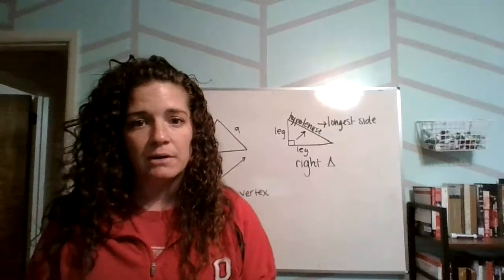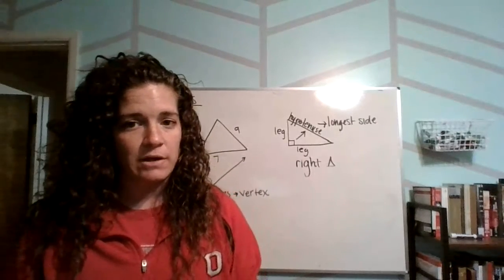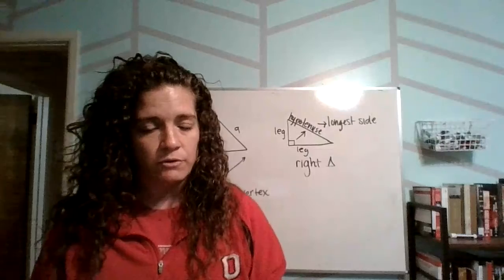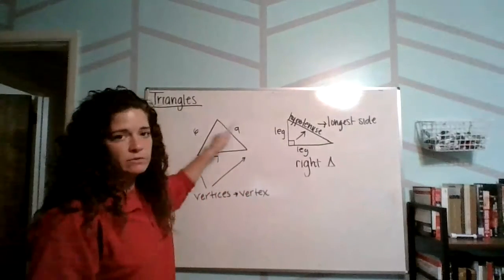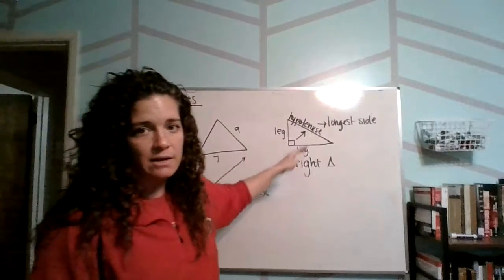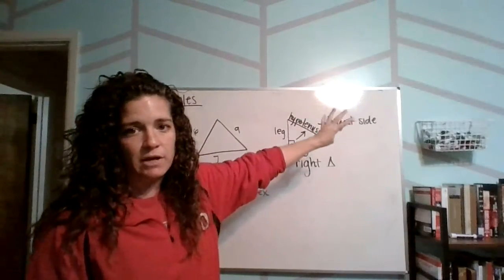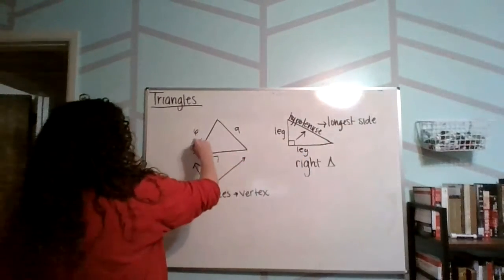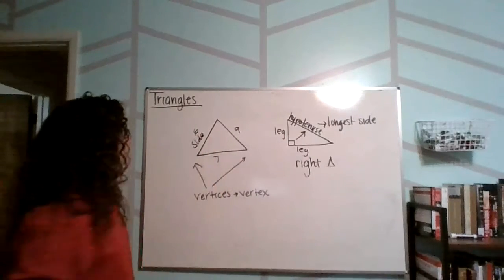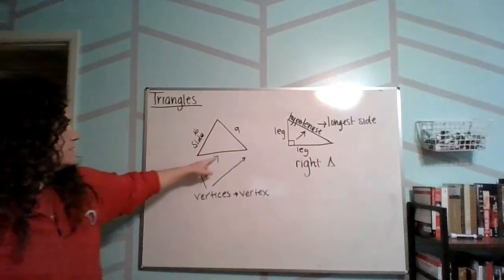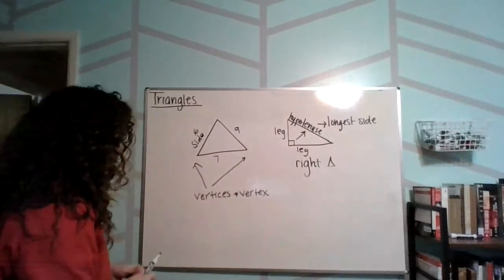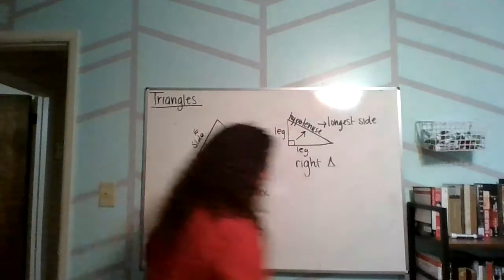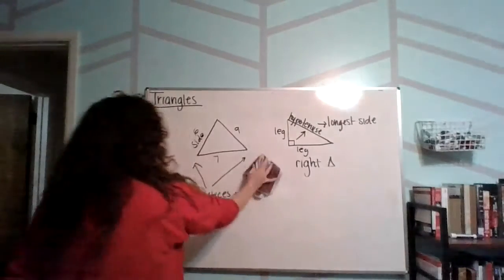A hypotenuse only belongs to a right triangle. It's a part of right triangle vocabulary. That's it. Anything else is just a triangle, and they're just the sides. So leg and hypotenuse are reserved for right triangles. These are just sides. So side, side, and side, but in a right triangle, leg, leg, hypotenuse. All right, so let me erase this real quick.